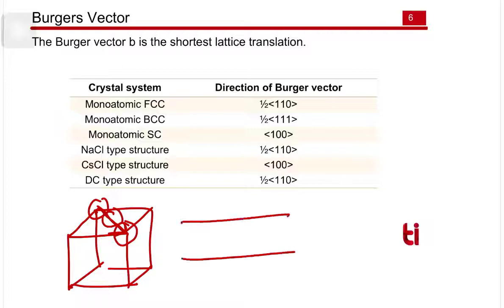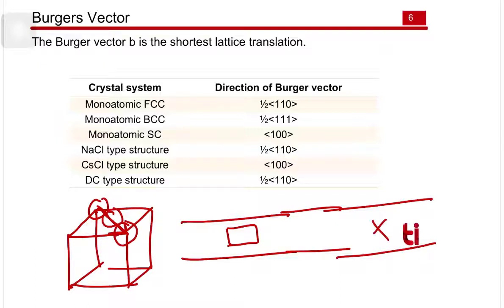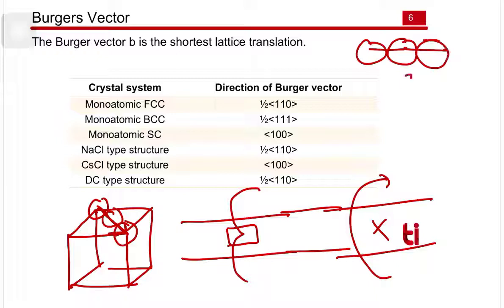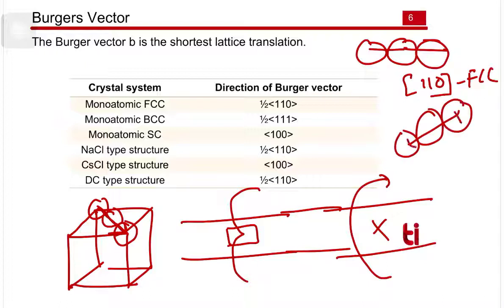The preferential direction is the close-packed direction. Let us suppose this is a river or some kind of gap. You have two cases. Here you are finding a step in between, here there is no step. If you want to cross it, you will prefer this path. You will not directly jump, given a choice. In the same way, one direction could be 110 for FCC, and it could be a body diagonal in the case of BCC, which is 111. So this is the close-packed direction.